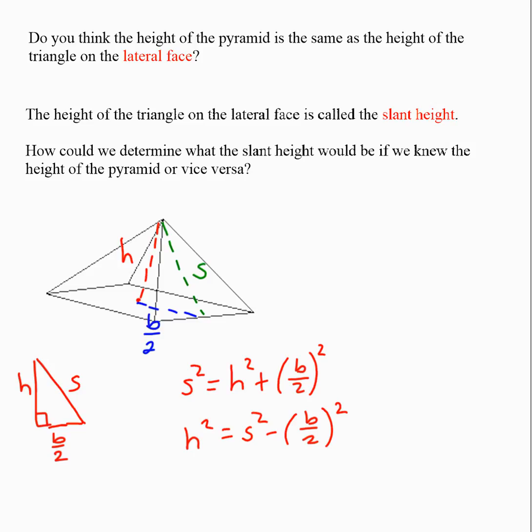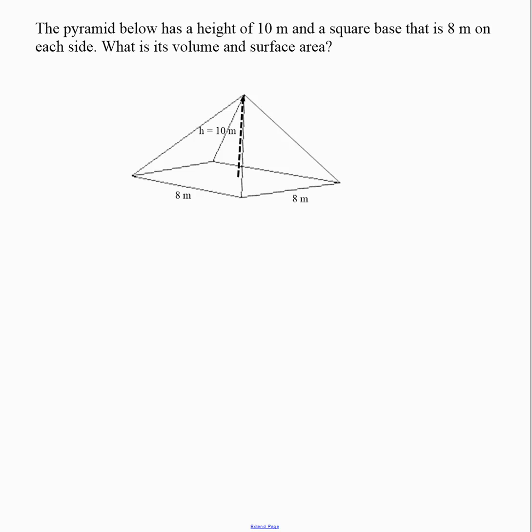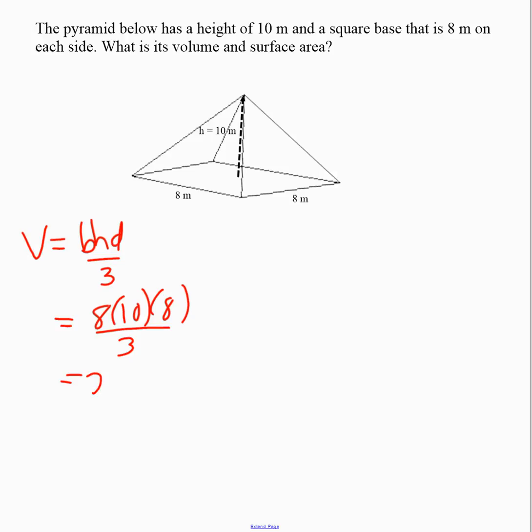So let's look at an example. It says, what is the volume and surface area? We'll start with volume because it's the easiest. Base times base times height divided by 3. The base is 8, the height is 10, and the base is 8. We're going to divide that by 3, and we'll round to 1 decimal place, so we get 213.3 meters cubed.